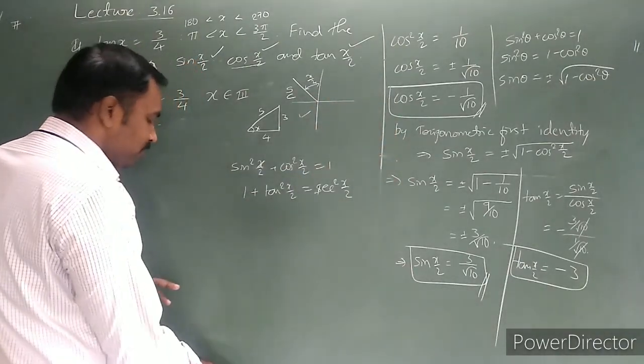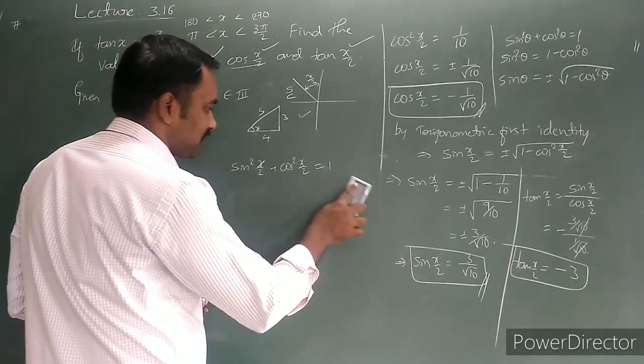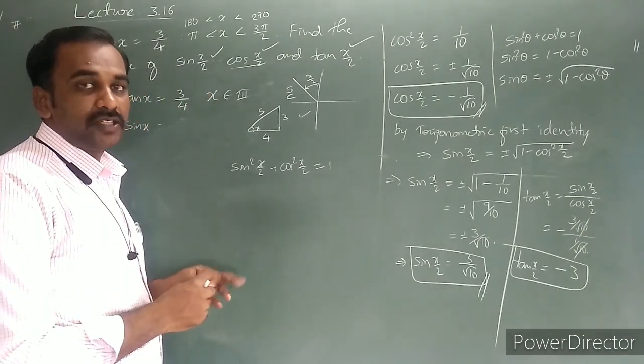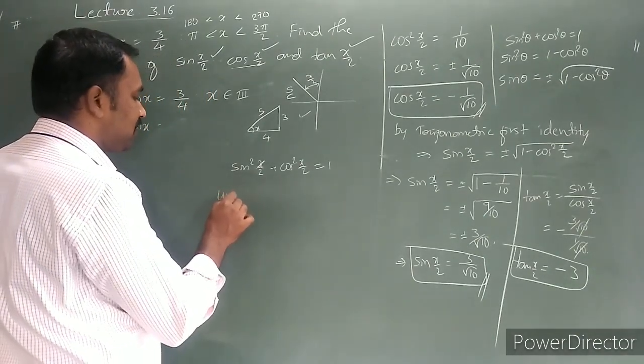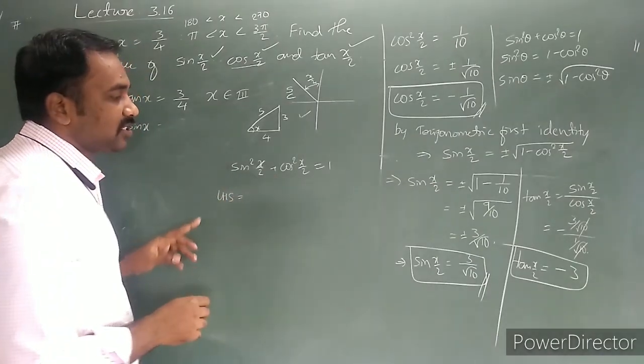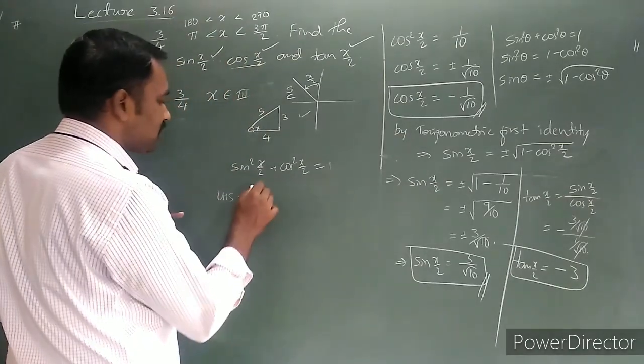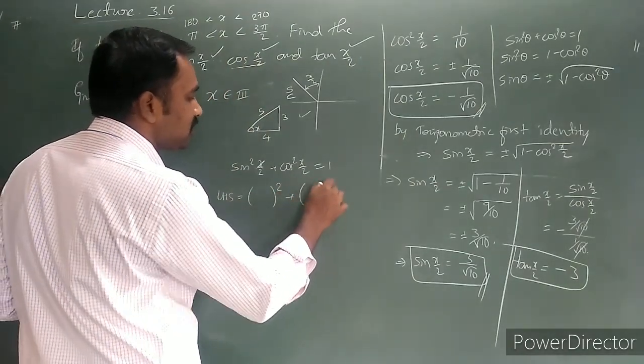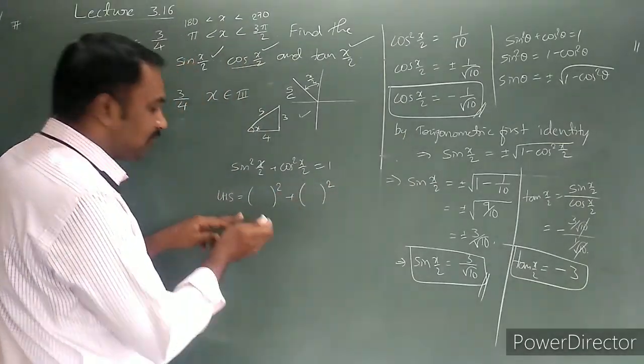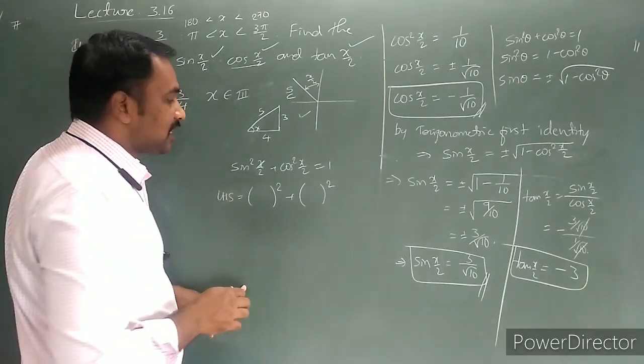Here sin and cos are there, which means I just use only the first identity. What is the first identity? LHS: sin square x by 2 plus cos square x by 2, that is sin x by 2 whole square plus cos x by 2 whole square. Let's simplify the values. We have to get the answer as 1.